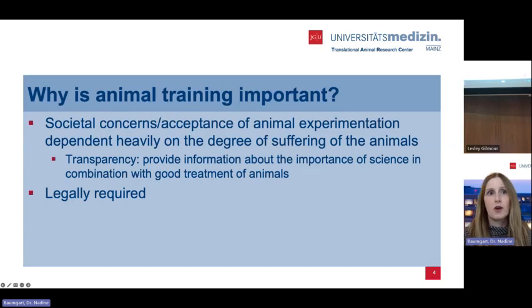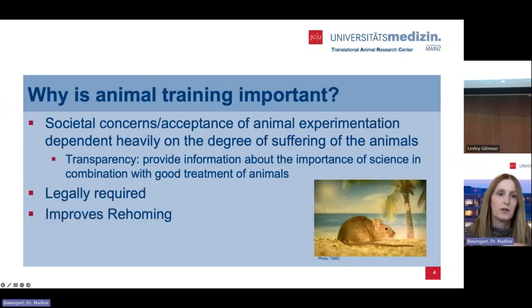Then it is legally required. I'm not that familiar with your laws, but when we have a look at the EU directive, it's really stated that we should set up training and habituation programs for the animals, which are suitable for the experiments we are planning.